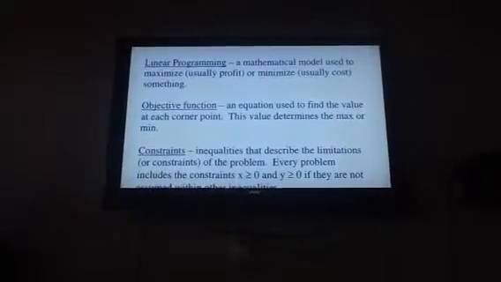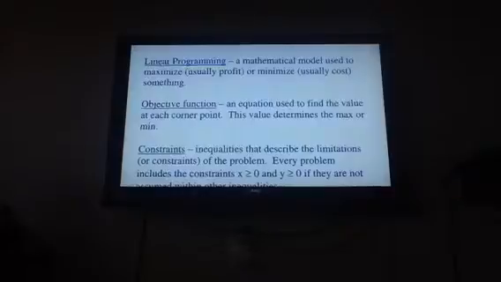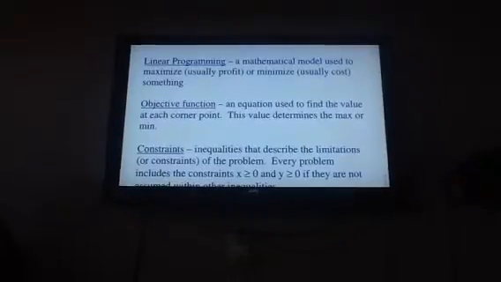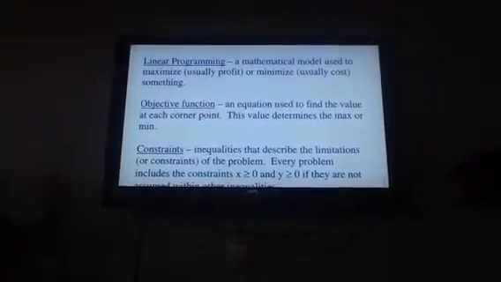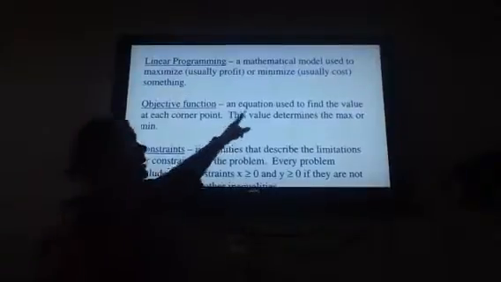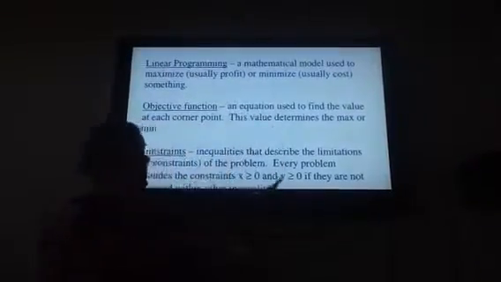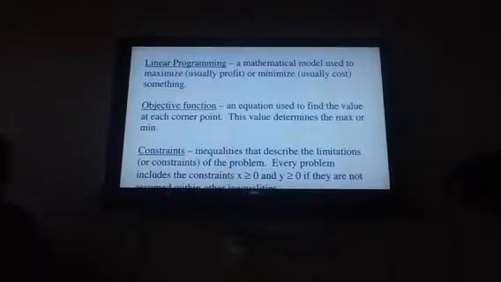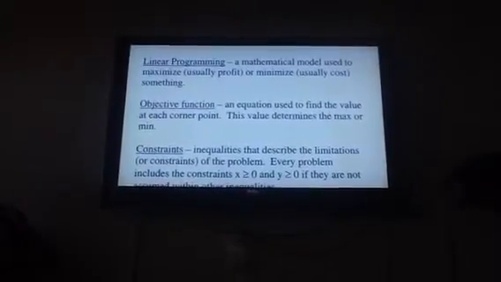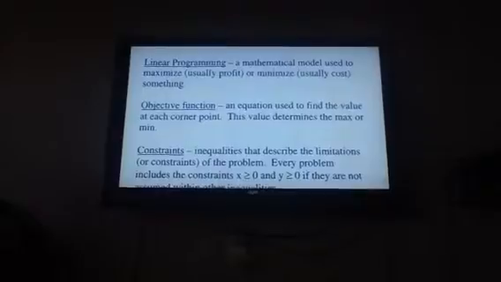We're going to do two parts of this. We're going to write the objective function based on the word problem. The objective function is an equation. Remember that an equation has an equal sign, so that's important. To find the value at each corner point, this determines the maximum or minimum. Now, that definition, I'll explain a little thoroughly after we do what we're going to do, okay?